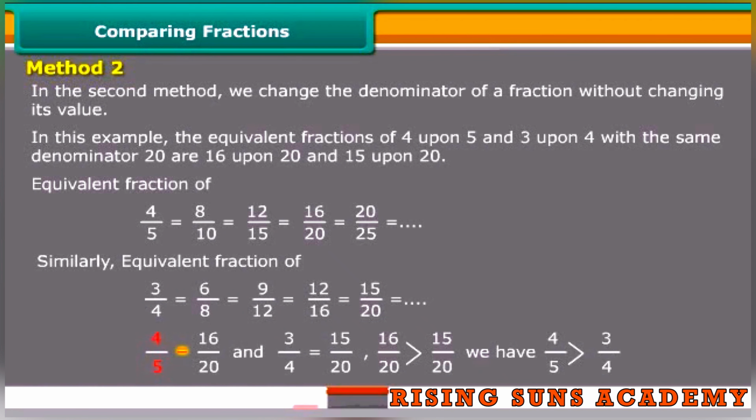4/5 is equal to 16/20, and 3/4 is equal to 15/20. 16/20 is greater than 15/20. So we have 4/5 is greater than 3/4.